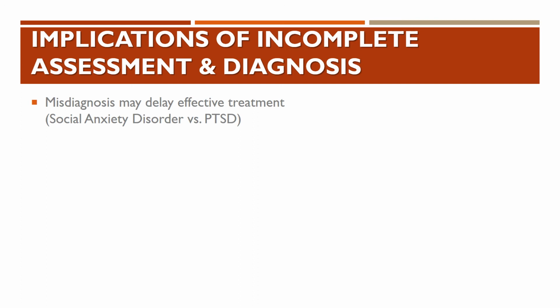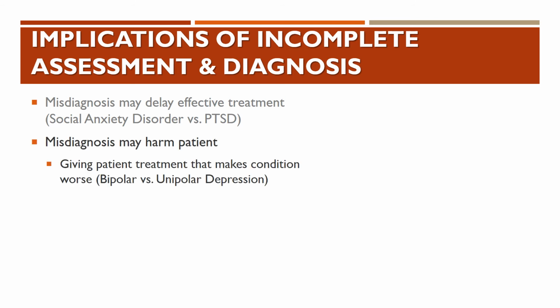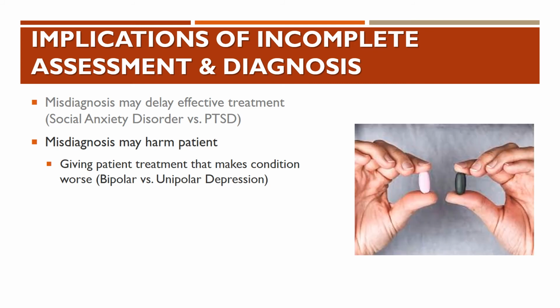Okay, here's another situation. What else could happen if we have incomplete assessment and diagnosis? Well, the misdiagnosis may harm the patient. So what do I mean by that? Well, we could give a patient treatment that makes a condition worse. So in this case, we know from the literature that if you're treating depression, you want to be very careful which medication you prescribe, depending on whether your patient has unipolar depression, or what we call major depressive disorder, or if they have bipolar depression.